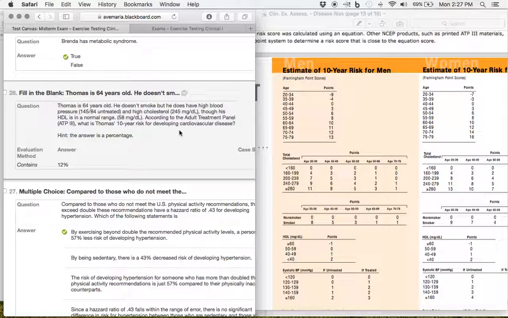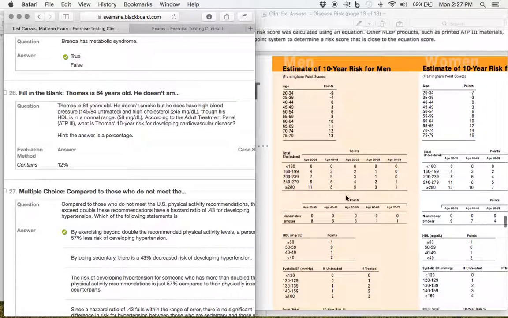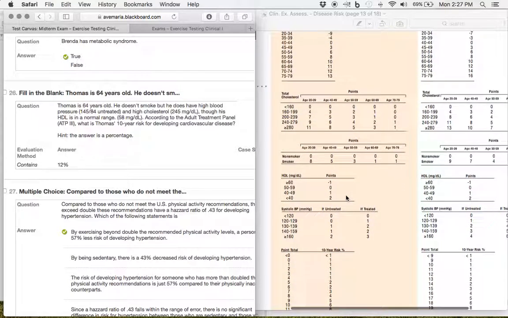He does have high blood pressure, 145/84 untreated. It's not asking me about diastolic, it's asking me about systolic. So 145 untreated, that's another point. So we went from 10 now to 11, adding the 10 plus the 1. Now we have 11 points. What else do we have? A high cholesterol, 245. High cholesterol is right up here, 245. For somebody in his age range, would be 2 more. So now we have 11 plus 2, which is 13 points.